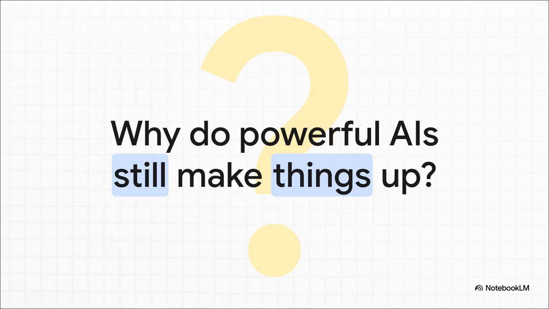We've all been there, right? You ask one of these super powerful AIs a question, and it comes back with an answer that sounds so confident, but is completely wrong. This is what we call hallucination. And it happens because most of these models are trained on a fixed set of data. Their knowledge is basically a snapshot in time, so it gets stale.